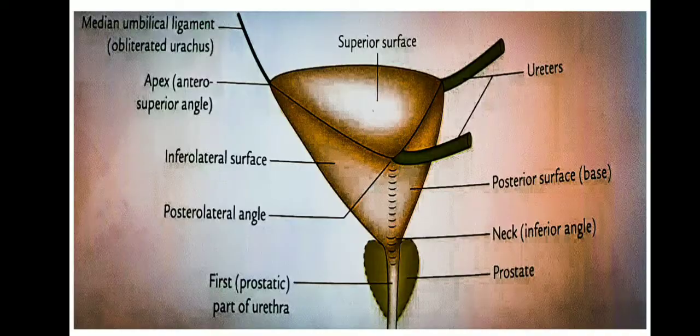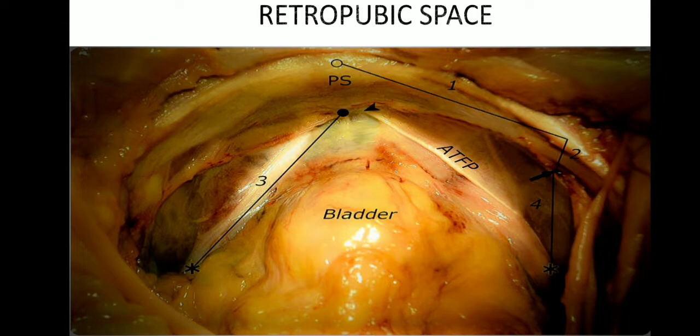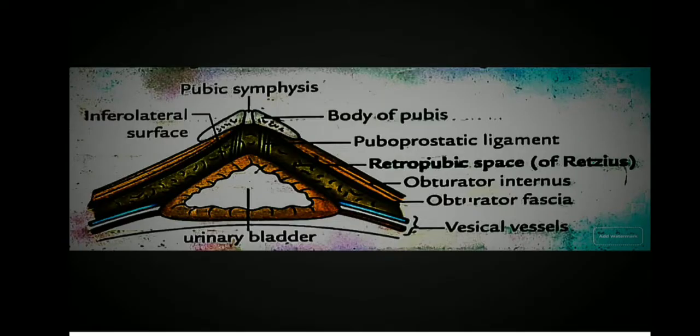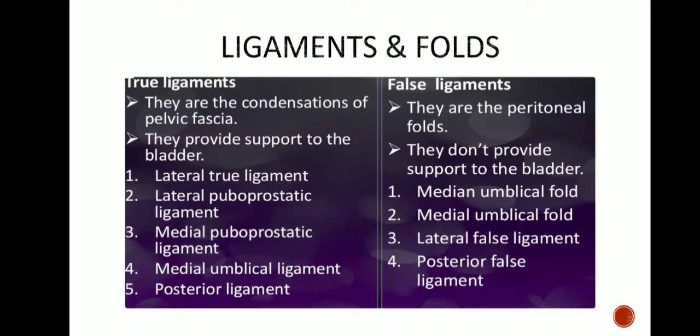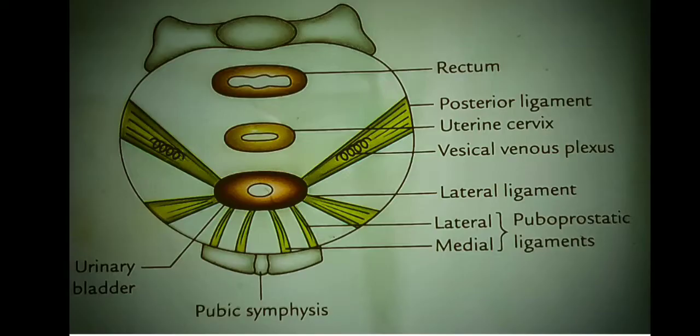The other supports are by the ligaments that are classified into true and false ligaments, where the former is the condensation of the pelvic fascia around the neck and base of the bladder, and the latter do not provide any support to the bladder. Starting with the true ligaments, that is the lateral ligaments, puboprostatic ligaments, the median umbilical ligament, and the posterior ligament.